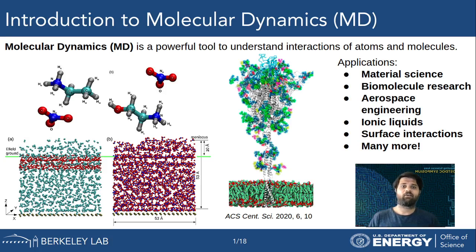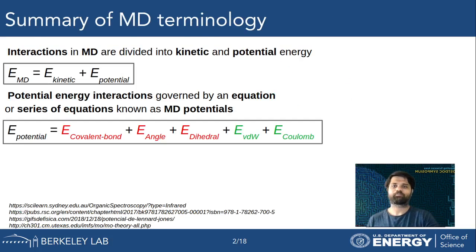As an example, the picture in the center is a molecular dynamics simulation of the spike protein found on the COVID-19 virus. And in this particular simulation, the authors researched how the spike protein interacts with the cell surfaces, so that you can understand the scope of the power of molecular dynamics.